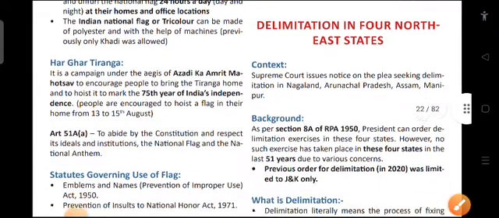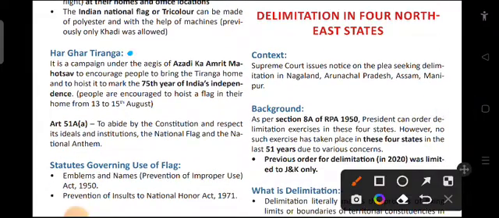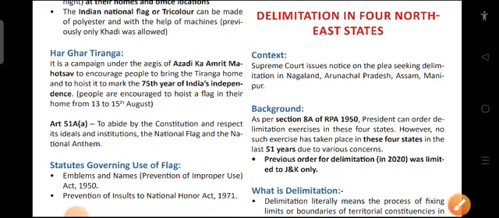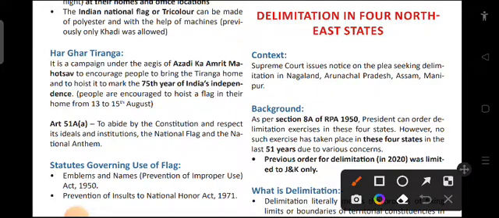Now Har Ghar Tiranga. This is our Independence Day festival. It is a campaign under the aegis of Azadi Ka Amrit Mahotsav to encourage people to bring the Tiranga home and hoist it to mark the 75th year of India's independence. People are encouraged to hoist a flag in their home from 13th to 15th August.